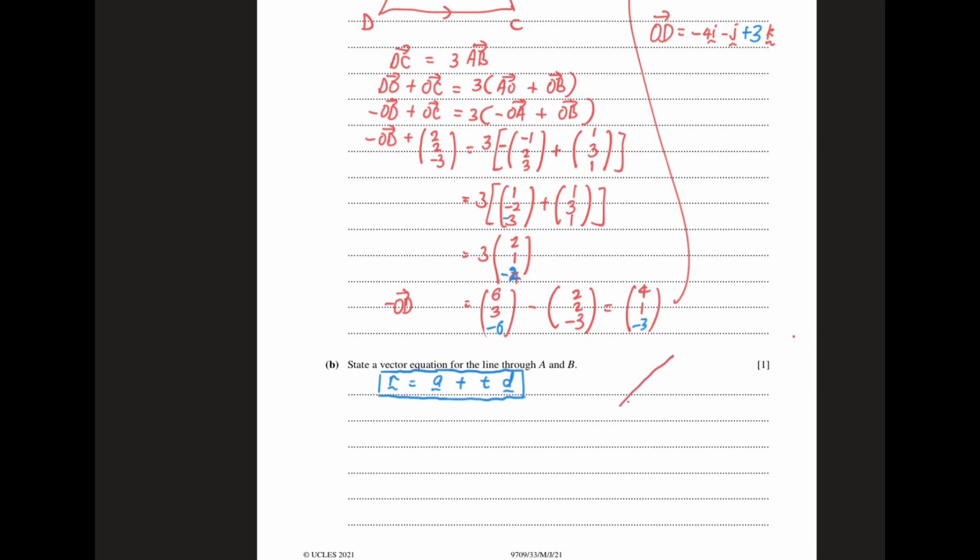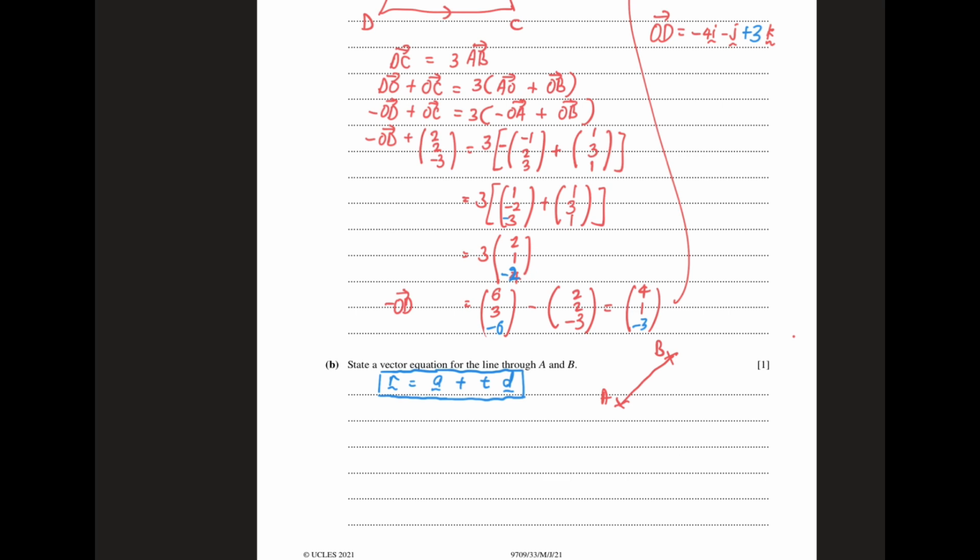Our line is AB, and we already have AB from this working. You can see this part. This is AB: 2, 1, minus 2. That is the direction. And then for the position, you can put either point A or point B. Normally we put the first point. If they say AB, then we put the first point. If you put the second point, it's okay, nothing wrong. I put the first point.